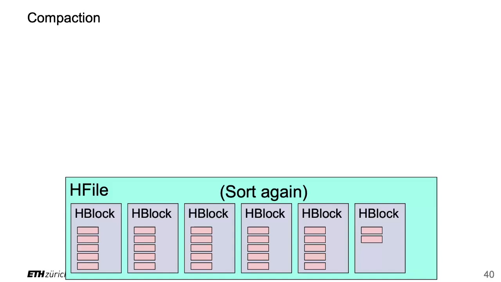And compacting H files is also linear. This is taking multiple H files and writing the next H file. Note that you can stream. You can do that in a streaming fashion. It means you don't need to put the entire data in memory to do that.